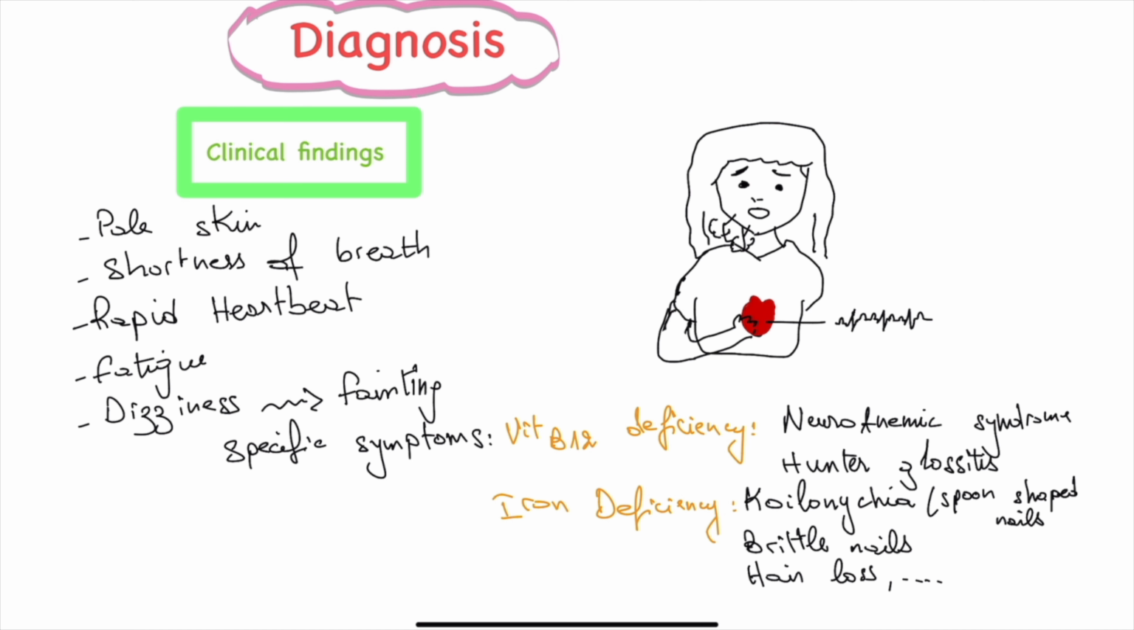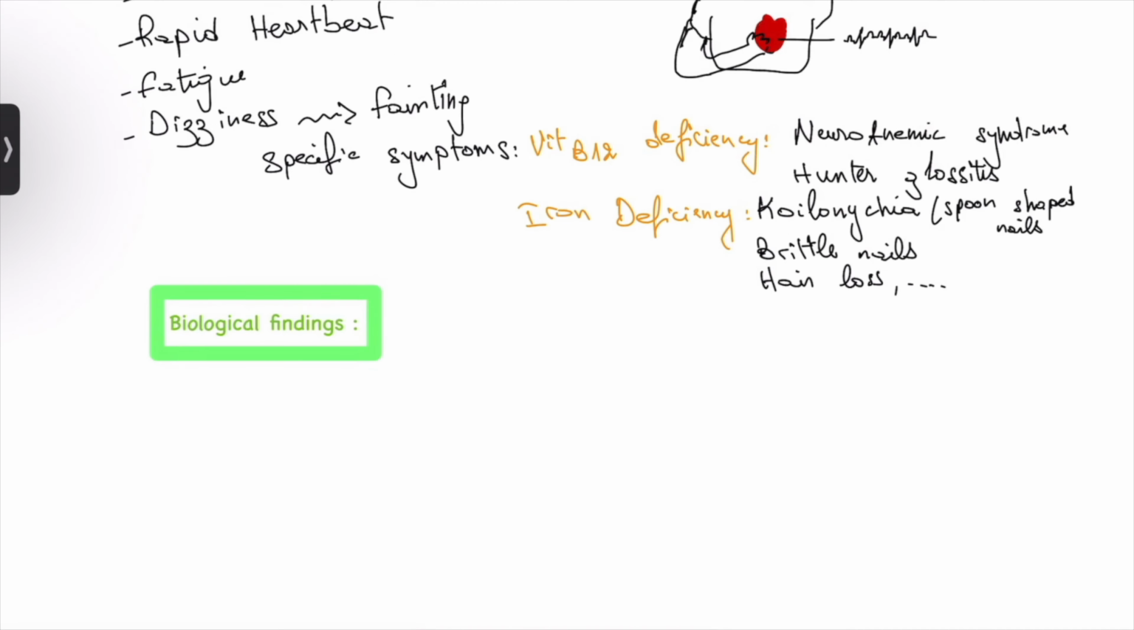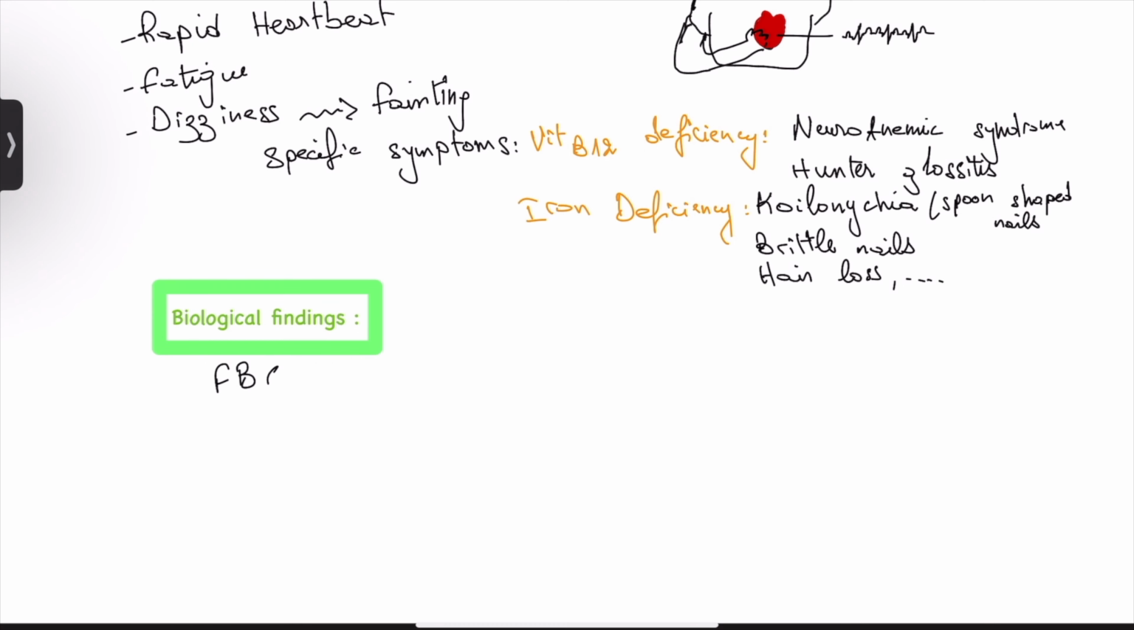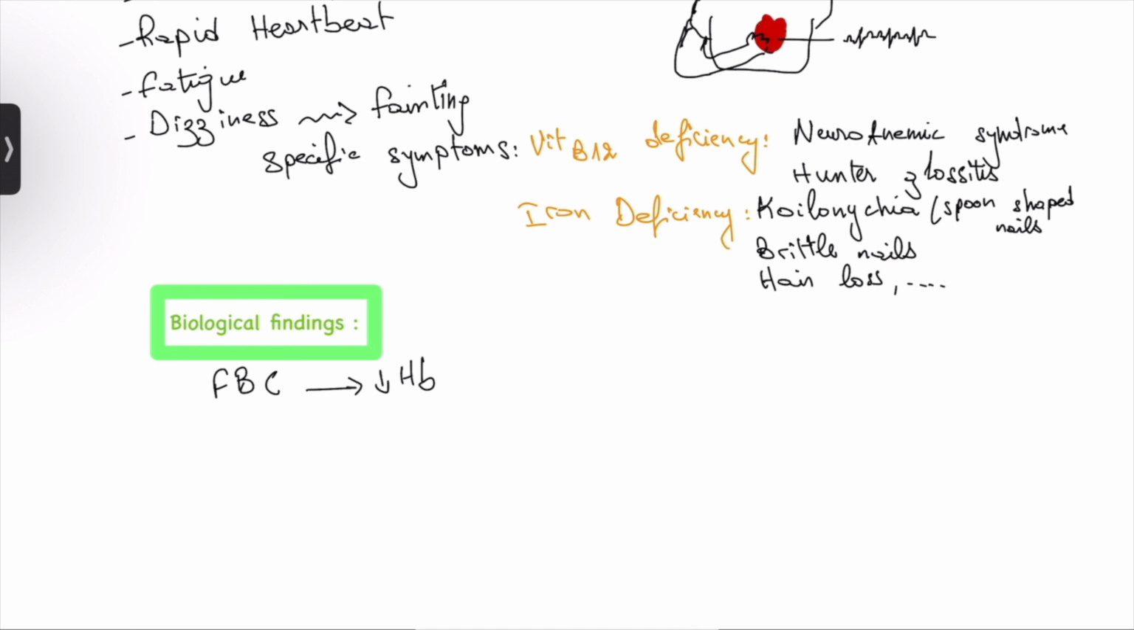So, as you noticed, you can suspect anemia from clinical examination. However, to confirm the diagnosis, you'd need a very simple blood test that you request on a daily basis, which is the full blood count. If the patient has anemia, you'll see a low hemoglobin level.